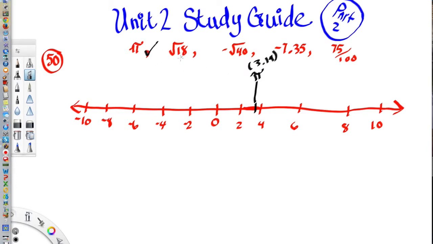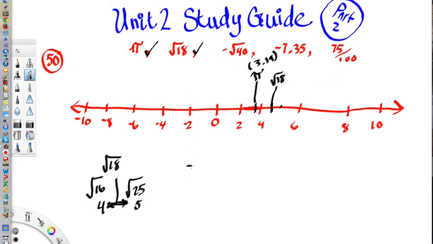Check, got that one. I know that the square root of 18, you might say, how do I do that? Well, let's estimate. I know that the square root of 18 is between the square root of 16 and the square root of 25. The square root of 16 is 4, the square root of 25 is 5, so it is somewhere between 4 and 5. So I can say that the square root of 18 would be right about there. Check, got that one.